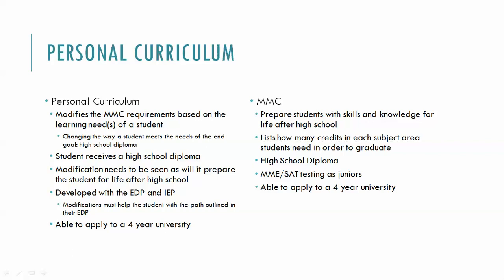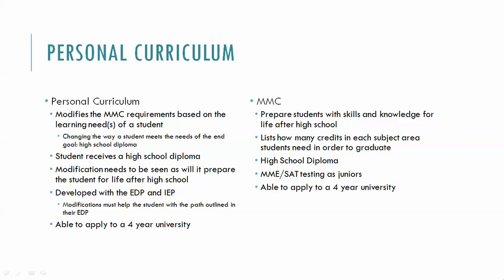Personal curriculum. This modifies the Michigan Merit Curriculum requirements, which are based on the learning needs of a student. It also changes the way a student meets the end goal, which is getting their high school diploma. Modifications need to be seen as will it prepare the student for life after high school. These are developed with the EDP and the IEP. Modifications must help the student with a path outlined in the EDP. With this, you are still able to apply to a 4-year university along with 2-year in trade schools.